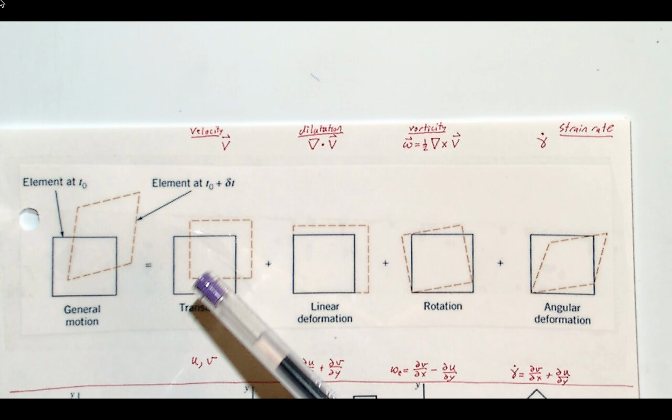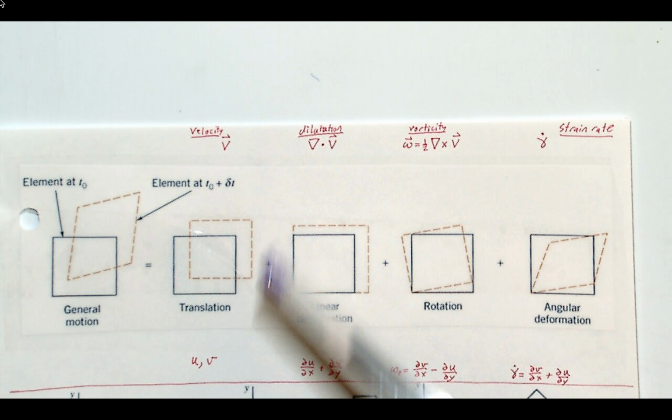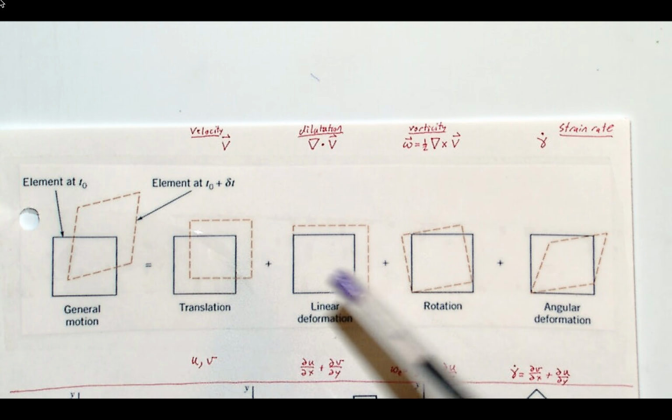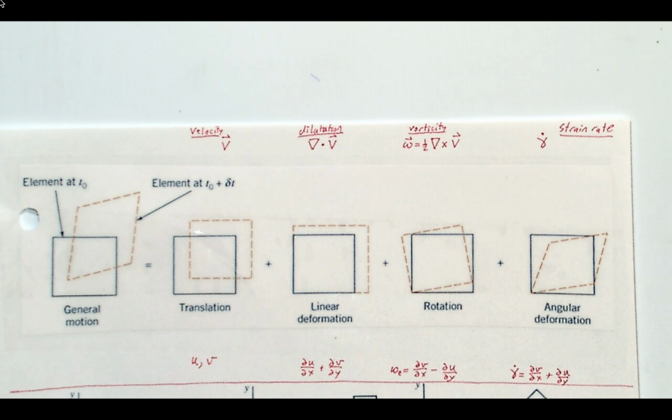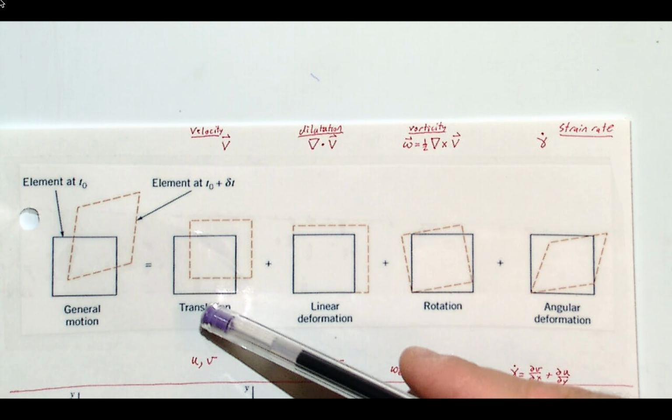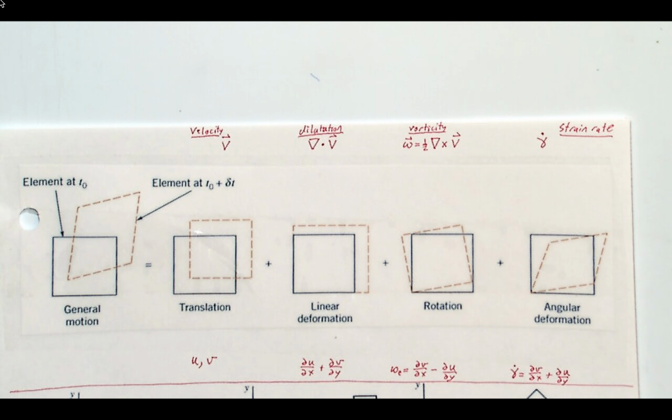That translation is given by our velocity vector, let's say. So the change in x is just the x component of velocity multiplied by the small time step. The vertical change here is the v component, or the y component of velocity, multiplied by the small time change, which gives us the change in space in the vertical direction. That should be the most common sense thing that can happen to a fluid element. It can just move, right?